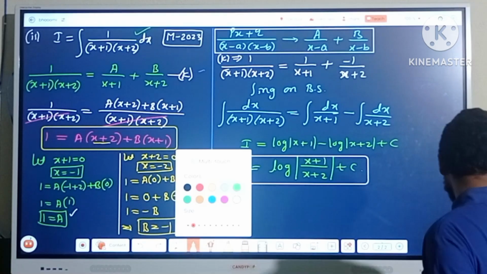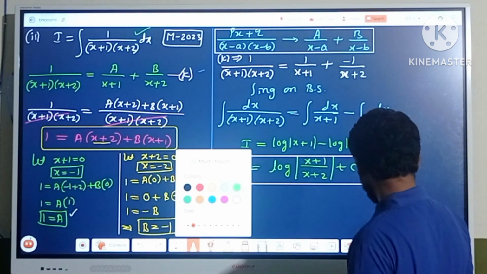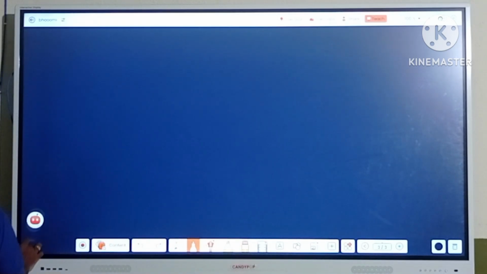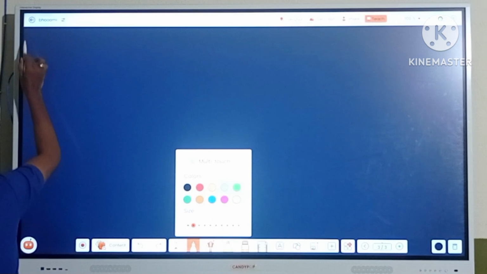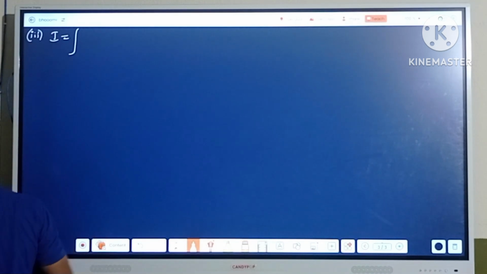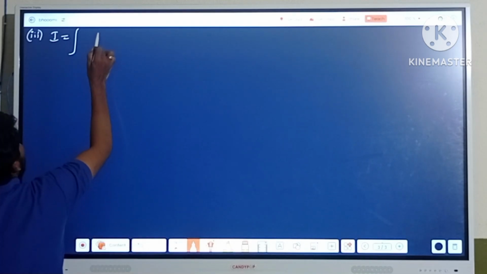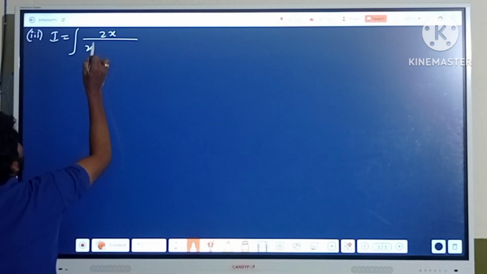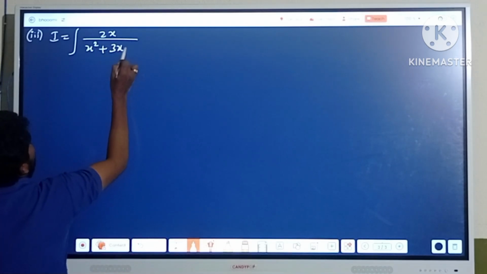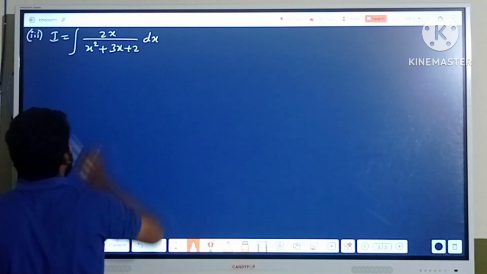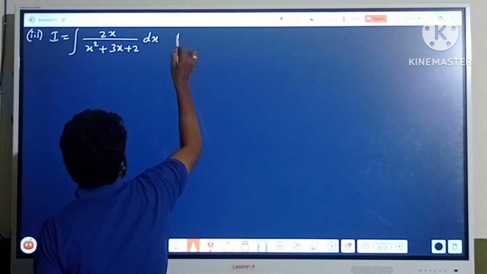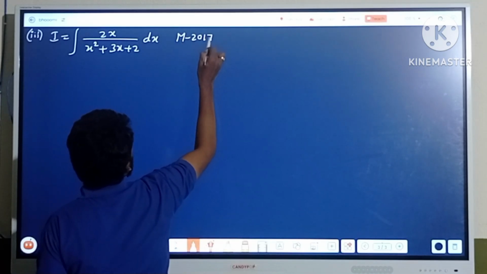And let us consider one more example, and this question was asked in March 2017. What is the next question? Evaluate I equal to integration of 2x divided by x square plus 3x plus 2 with respect to x. So this question was asked in March 2017.